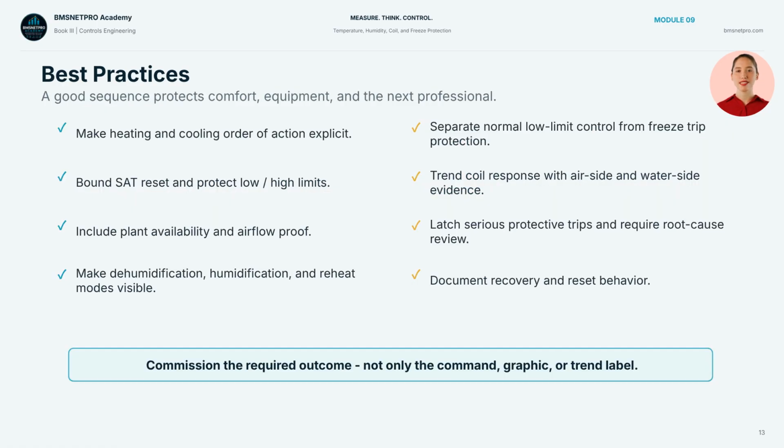The best practices are simple but powerful. Make heating and cooling order of action explicit. Bound supply air reset. Include plant availability and airflow proof. Make dehumidification, humidification, and reheat modes visible. Separate normal low limit control from freeze trip protection. Trend coil response with air side and water side evidence. Latch serious protective trips and document recovery, reset, and root cause review.